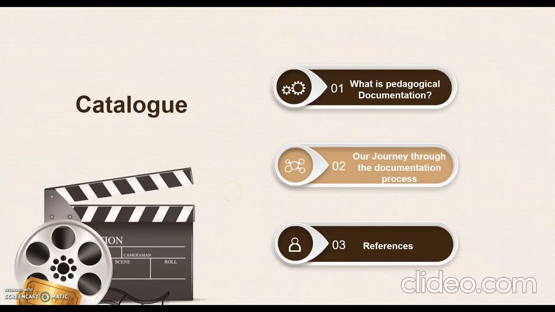So today we will go through 3 steps. The first one is what is the pedagogical documentation, the second one is our journey through the documentation process, and the third one is our references.